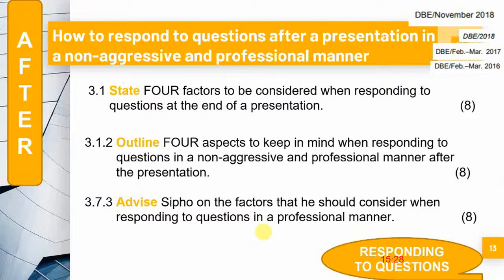We're still coming to the content. I'm just wanting to show you how popular this question is. November 2018, GBE 2018, February, March 2017, February, March 2016. State 4 factors to be considered when responding to questions. Outline 4 aspects, that's a double tick.